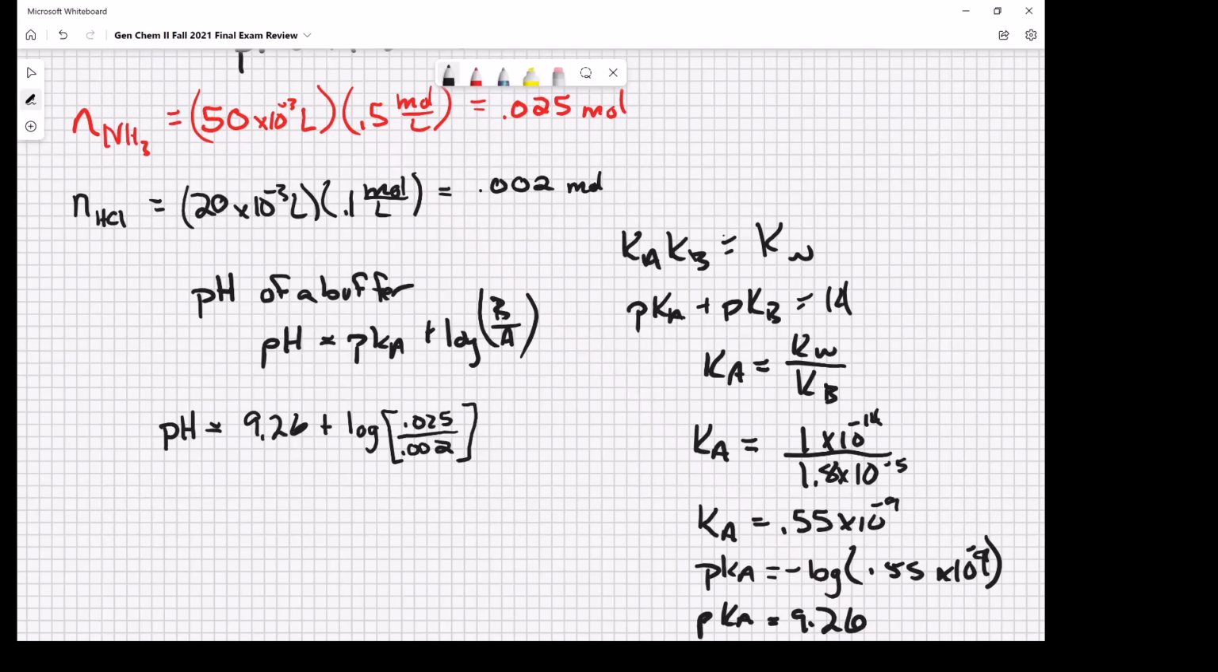You could calculate the molarity here. You could divide each of these by 70 milliliters, and you get two different molarities because we had 50 milliliters of NH3 and 20 milliliters of HCl. But if you write out 0.025 moles divided by 70 milliliters and 0.002 mole divided by 70 milliliters, the 70 milliliters cancel. All right, so now we need to calculate that log. What is the log of 0.025 divided by 0.002? So our pH of the system at this point is going to be 10.37.